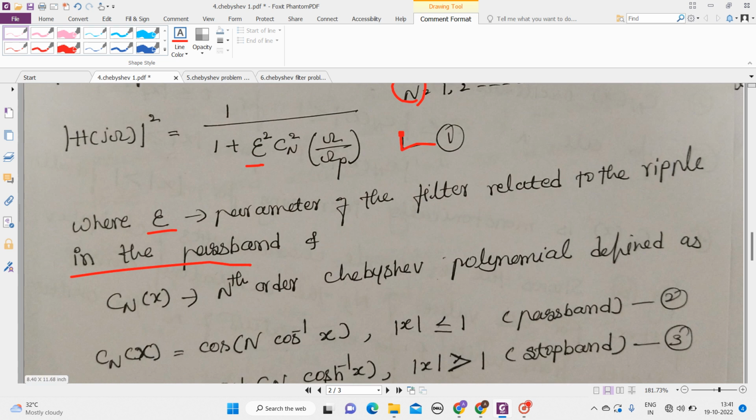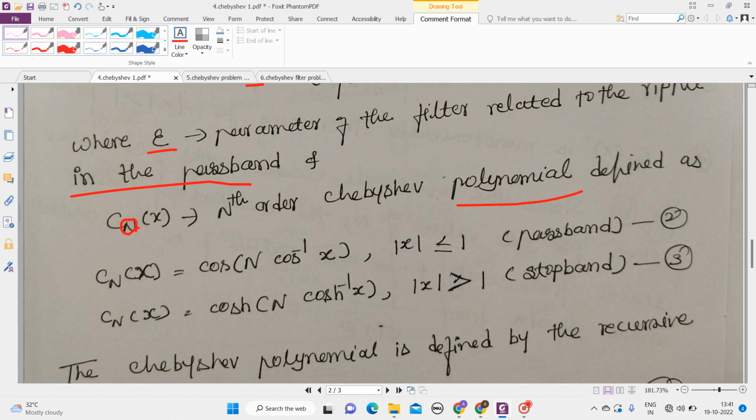What is C subscript n of x? This is the nth order Chebyshev polynomial equation. That equation is different for the pass band and the stop band, so we will get different equations: the Chebyshev polynomial equation for the pass band and for the stop band.